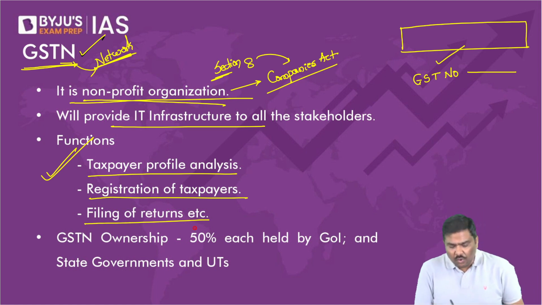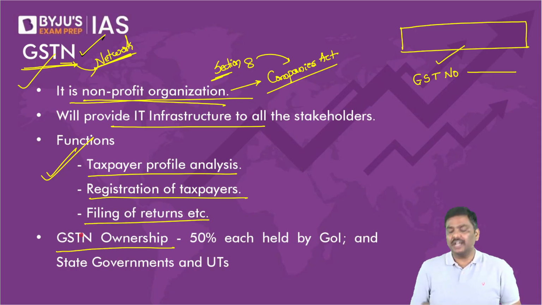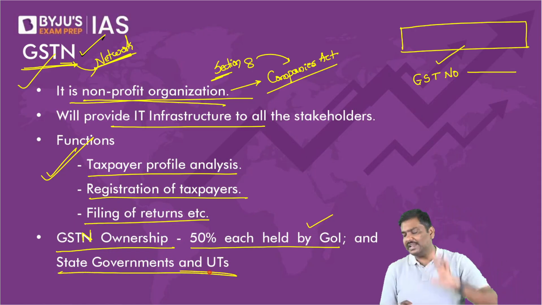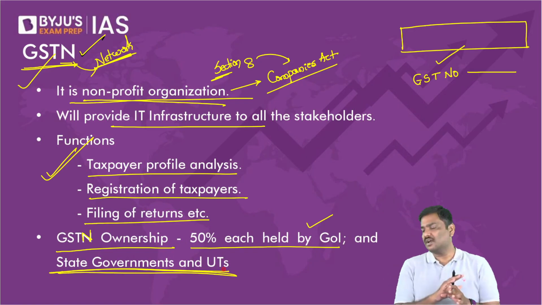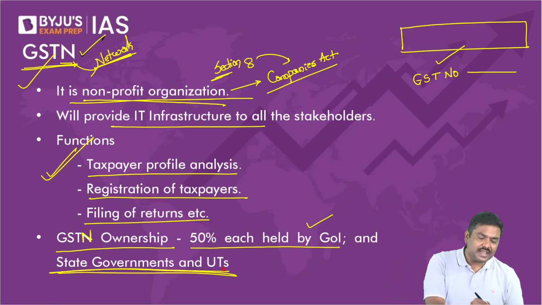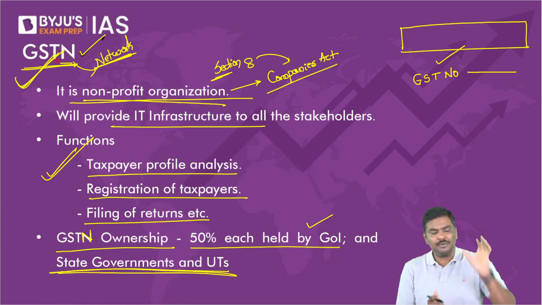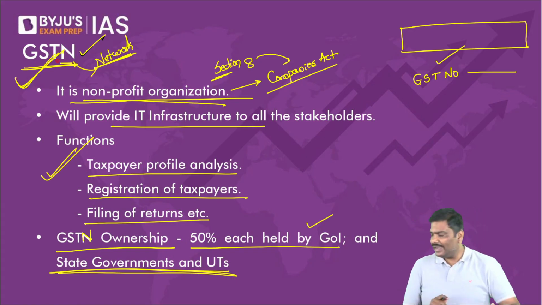Now, GST network ownership: half of the GST network is owned by Government of India, 50%, and the remaining 50% is with the state governments as well as the union territories who are part of GST Council. Right, so this is one more small concept related to the GST network. Any difficulty here?